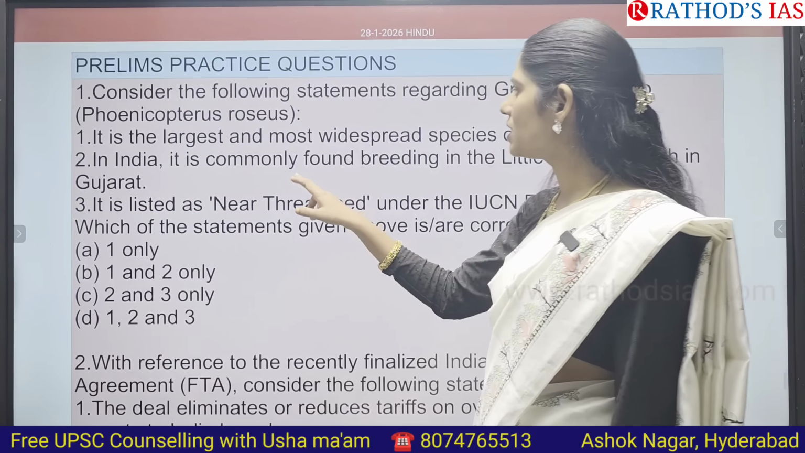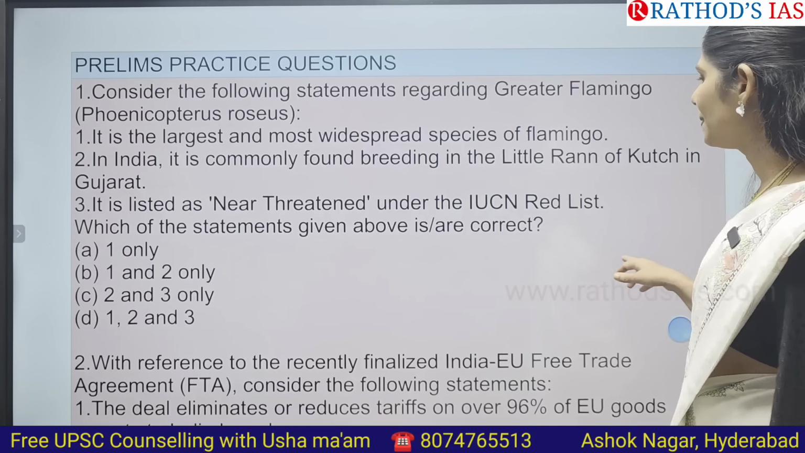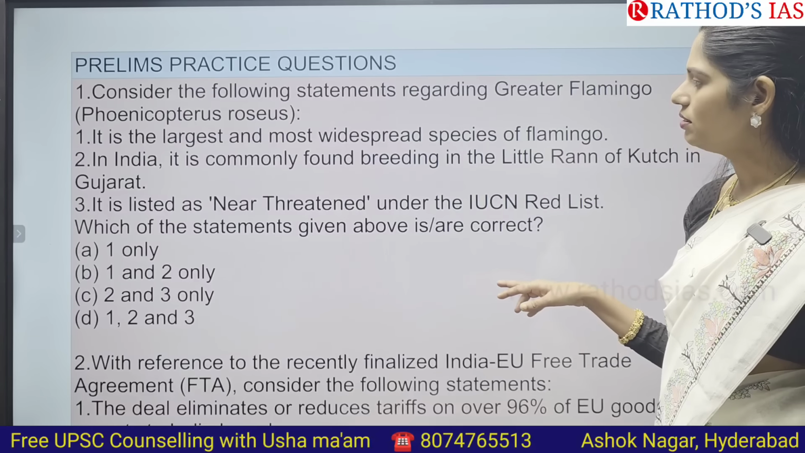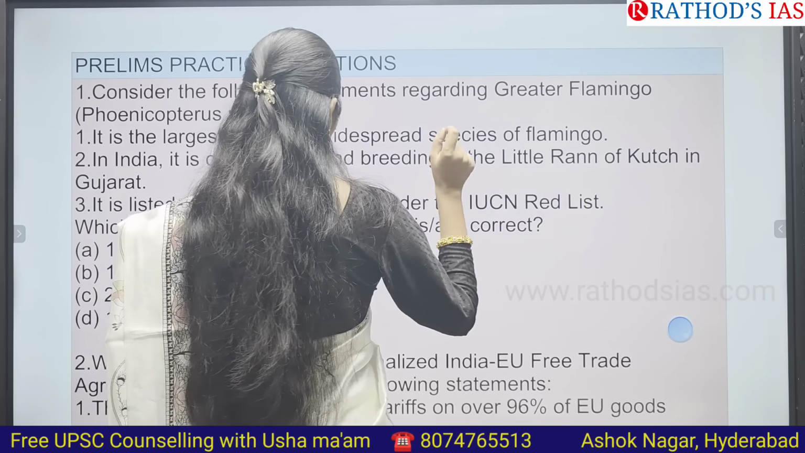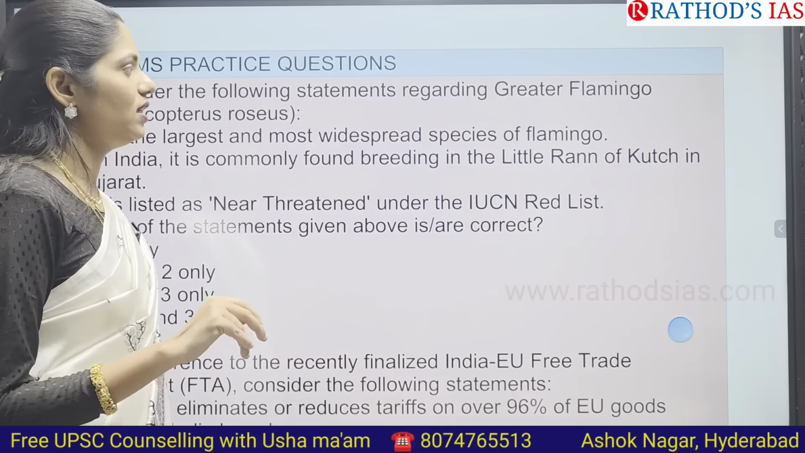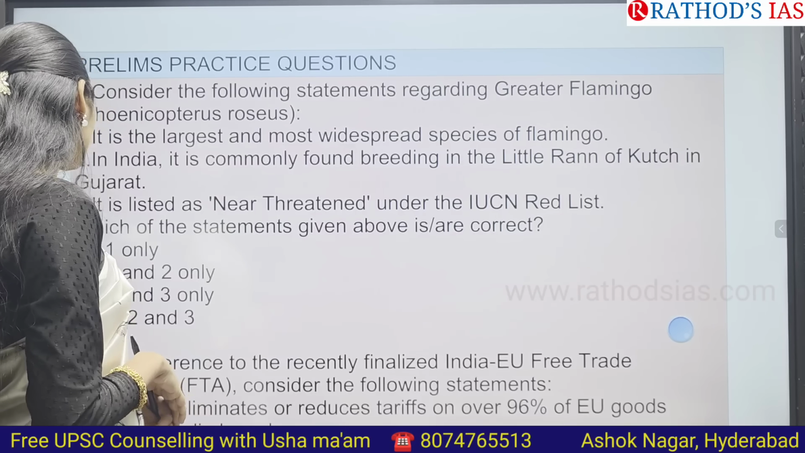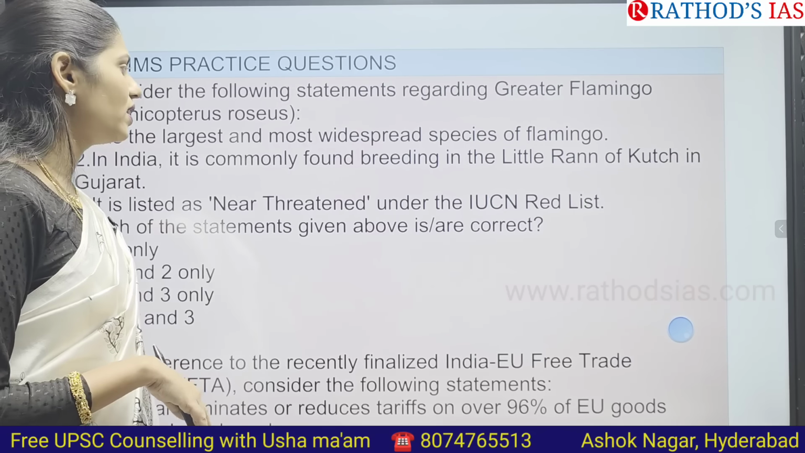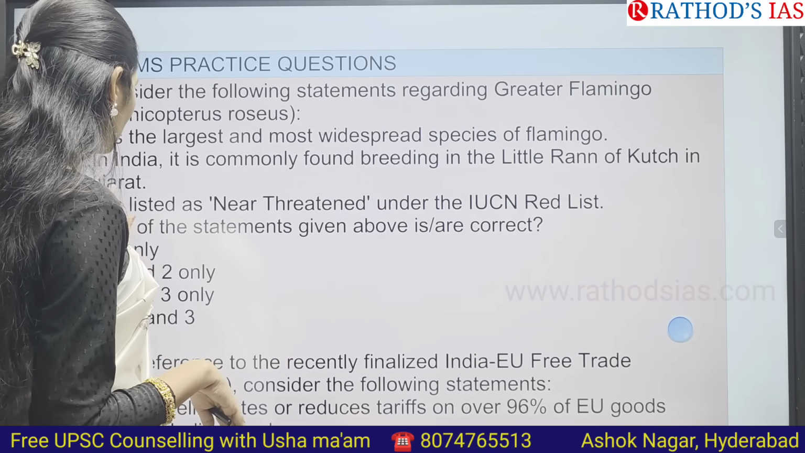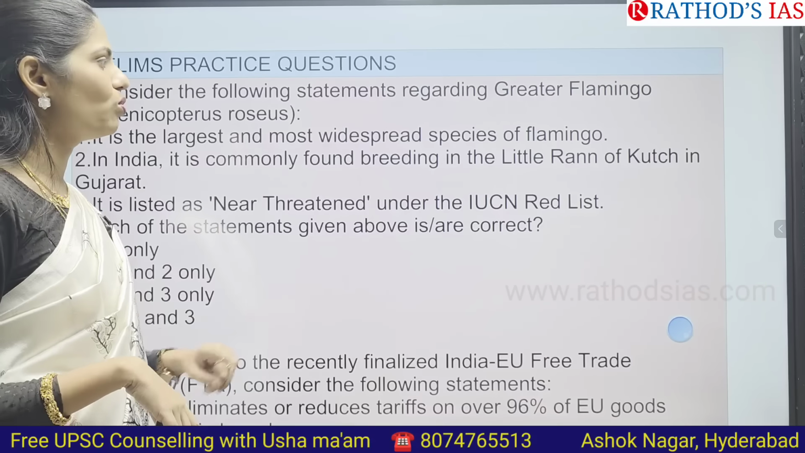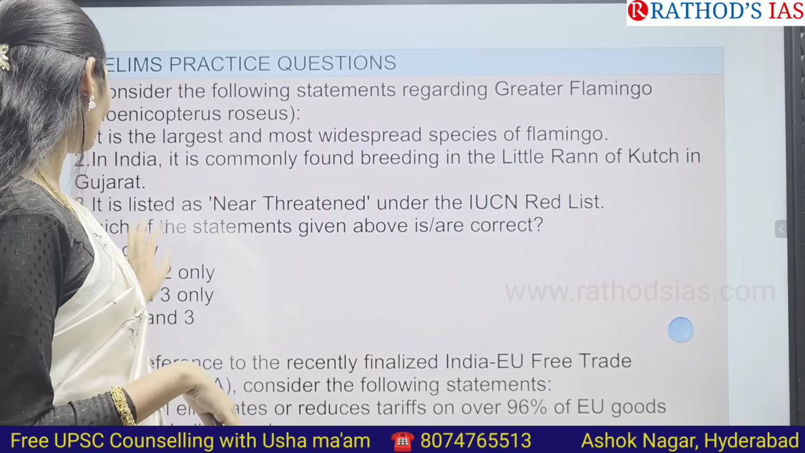And next one is, first statement here is, it is the largest and most widespread species of flamingo. Second one is, in India it is commonly found breeding in Little Rann of Kutch in Gujarat. And third one is, it is listed as near threatened under IUCN Red List. So if you see these three statements, the first one is, it is largest and more widespread. I know, and you also know that. So this first statement will be right.